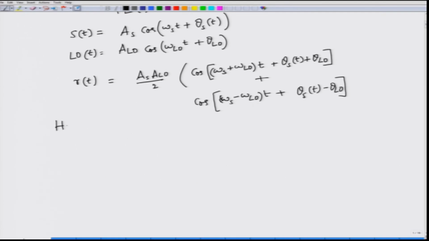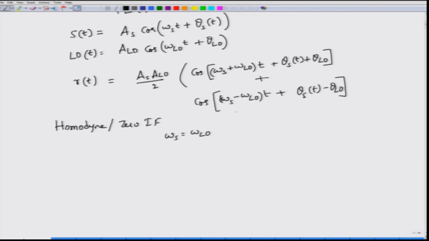We say that this is homodyne, or zero IF, when omega_s is equal to omega_LO. If you were to tune the local oscillator frequency to be equal to the incoming signal frequency, omega_s minus omega_LO will be equal to 0, right.